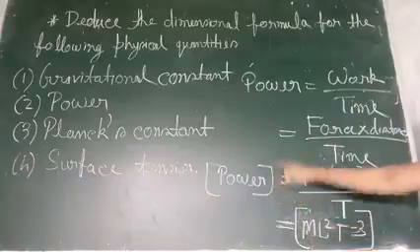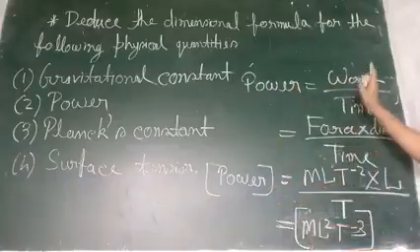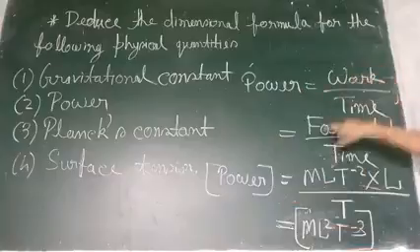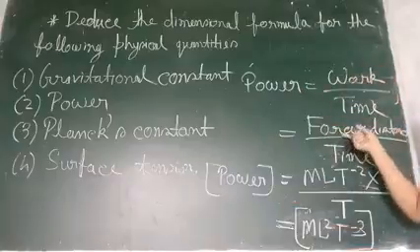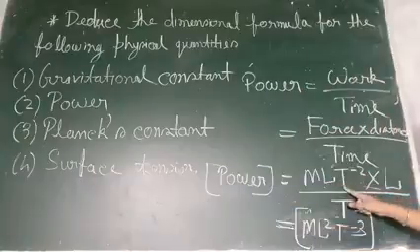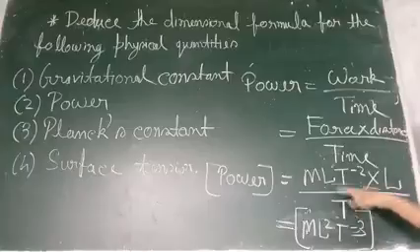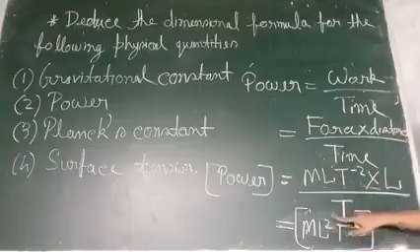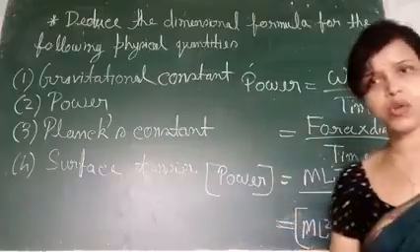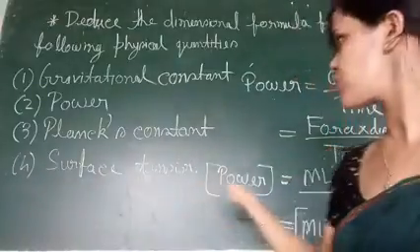So power, we can write work divided by time. After that again we write work is equal to force into distance, time. So for force, the dimensional equation will be M L T to the power minus 2. For distance, the dimensional formula will be L divided by time. So M L square T to the power minus 3. This is the result for the dimensional equation of power. In this way, we get this result.